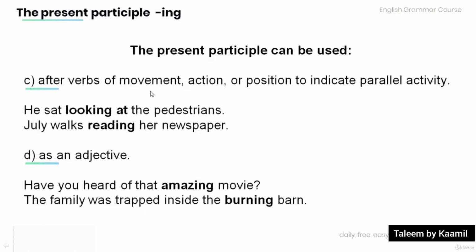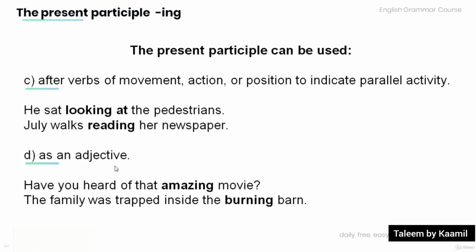C, after verbs of movement, action, or position to indicate parallel activity, as in the examples below. He sat looking at the pedestrians, doing two things at once. July walks reading his newspaper.